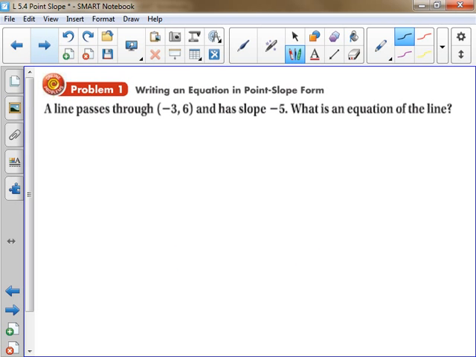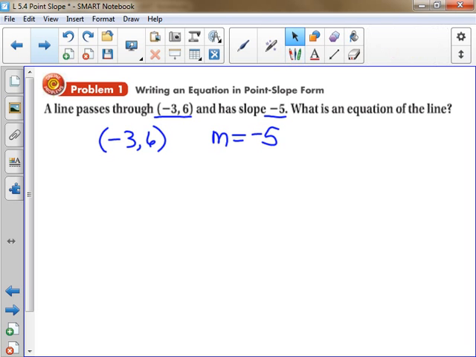So what does it look like for you? Well, on your assignment today you will see problems like problem number 1. Fairly simple. A line passes through the point -3, 6 and has a slope of -5. What's the equation of the line? All you have to do on your paper is write down the point and the slope.